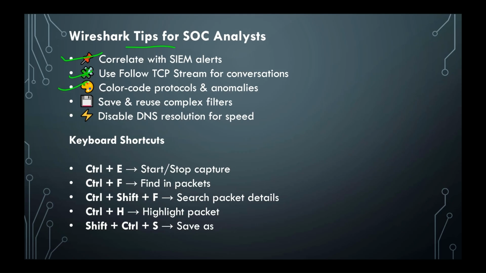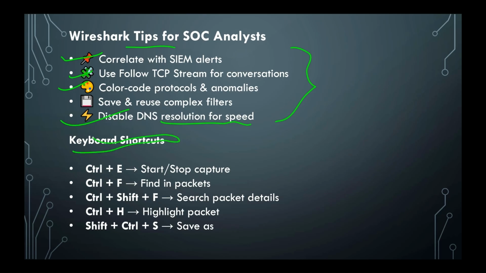Also you can do name resolution, disabling DNS resolution in the preferences for faster performance. Export objects: you can export the objects directly from the packet capture console in Wireshark. And color coding: color coding is used to highlight malicious patterns or protocols. So these are the tips for using Wireshark in a SOC environment.